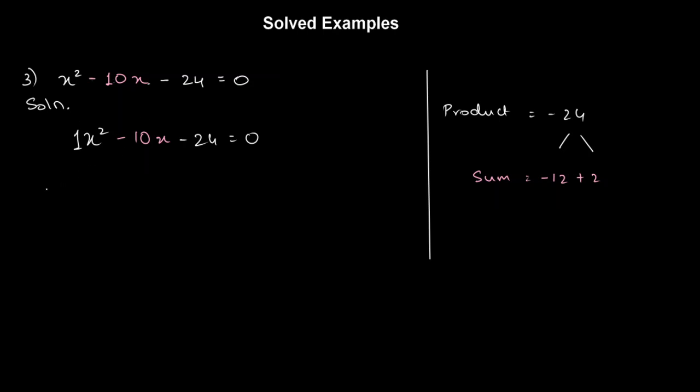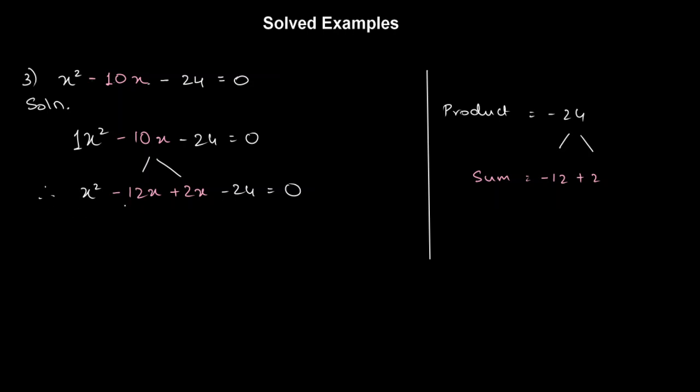So if I had to rewrite this equation, it becomes x square, and instead of minus 10x, I'll write minus 12x plus 2x, minus 24 is equal to 0. So what I've done is split minus 10 into two parts, minus 12 and plus 2. This is splitting the middle term.